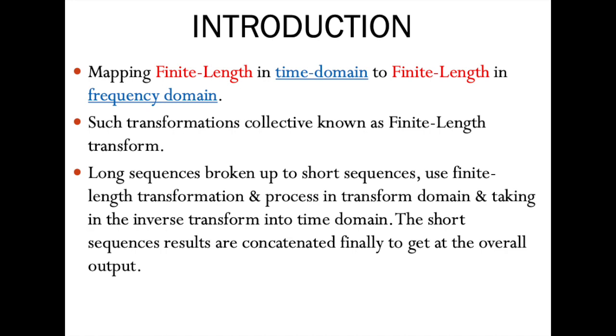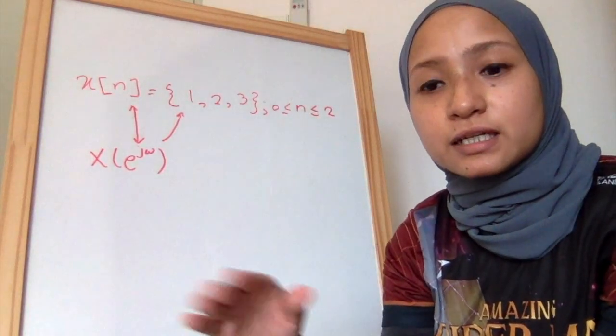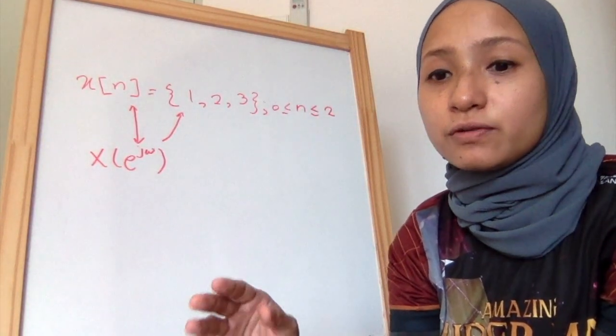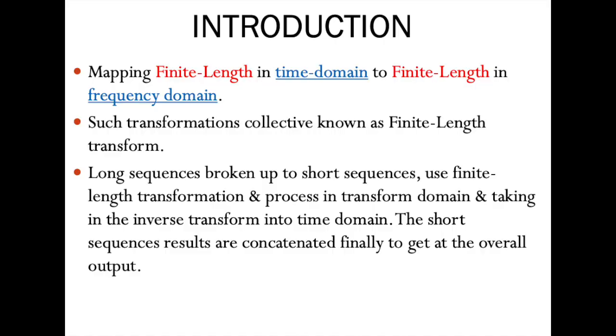After we break it into short sequences, which is actually still in the time domain, we then process in the transform domain. All the processing must be done in the frequency domain, don't forget about that. And then we take the inverse transform into the time domain.